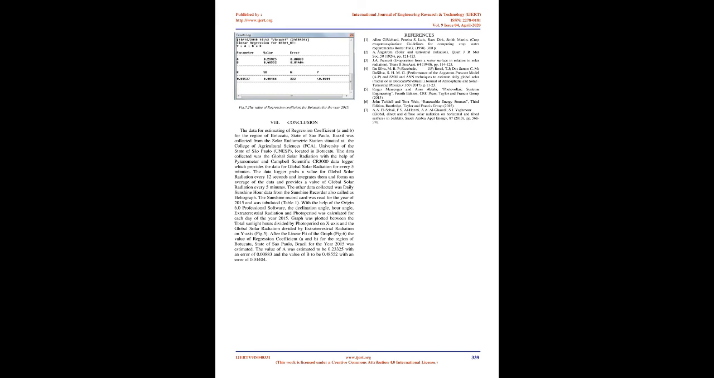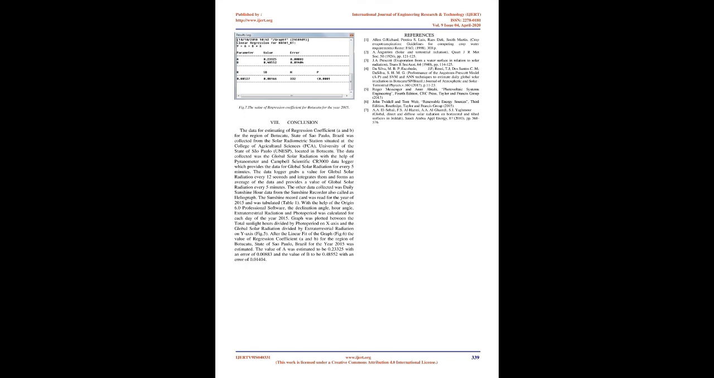8. Conclusion. The data for estimating the regression coefficients, A and B, for the region of Botucatu, state of São Paulo, Brazil was collected from the solar radiometric station situated at the College of Agricultural Sciences, FCA, University of the State of São Paulo, UNESP, located in Botucatu. The data collected was the global solar radiation, with the help of a pyranometer and Campbell Scientific CR3000 data logger, which provides the data for global solar radiation every 5 minutes. The data logger grabs a value for global solar radiation every 12 seconds, integrates them, forms an average of the data, and provides a value every 5 minutes.